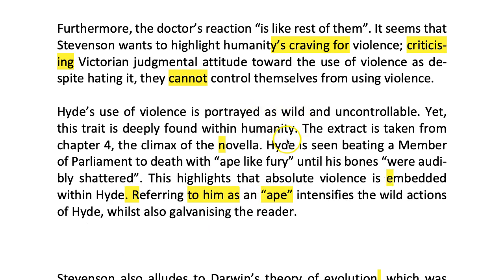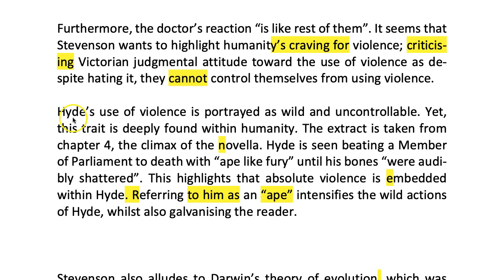Okay, this is a beautifully written paragraph with the embedded quotations that we've talked about and lovely vocabulary. But what's missing is a discussion of why Stevenson has included this idea of wild and uncontrollable violence. So is he trying to criticize the Victorian judgment about violence, or is he trying to show that society can't control its use of violence, or is it only trying to show that this individual human being is incredibly violent and other people aren't like him?